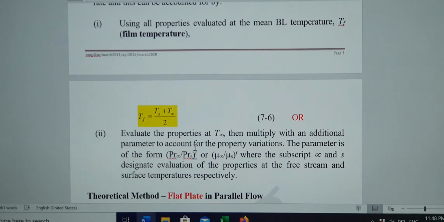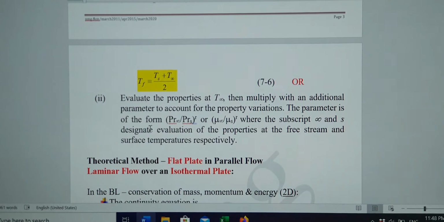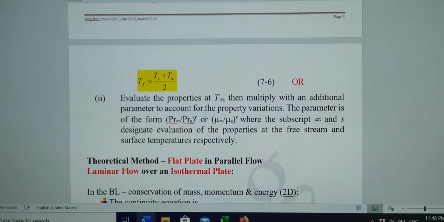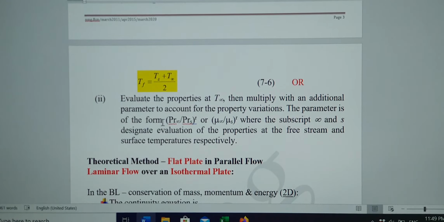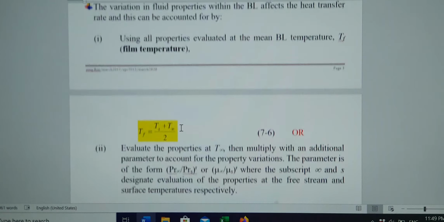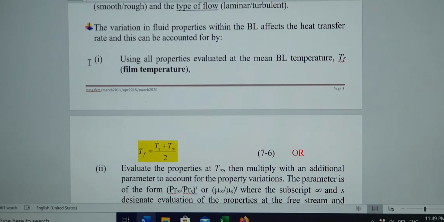Okay. The second approach, which I do not recommend because it's quite involved, is that you have to evaluate the properties at the approaching velocity of the fluid, and then multiply with an additional parameter to account for the property variations. The parameter is of the form Prandtl number at the temperature of the free stream divided by the Prandtl number at the temperature of the surface of the solid, to some power. For this class, I think we will only look at approach 1 to obtain the thermophysical properties.